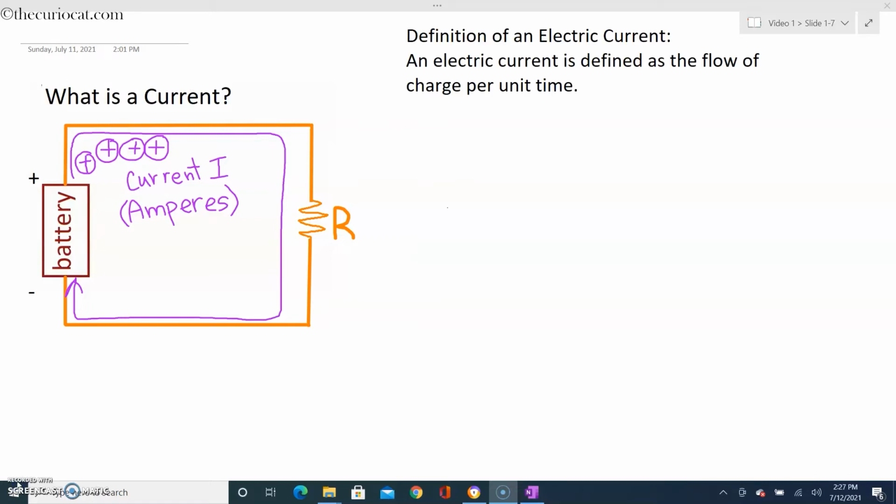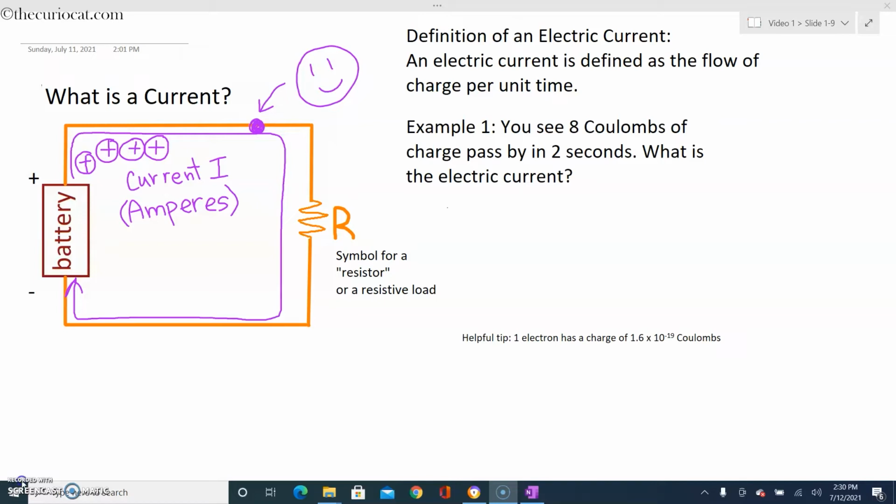So now that I've explained current in a very general sense, what is the dictionary definition of electric current? Well, an electric current is defined as a flow of charge per unit time. And to explain this definition, I will give an example. So let's say that you are looking at the wire at some particular point. Let's say that you are looking at the purple point. For example 1, you see 8 coulombs of charge pass by in 2 seconds. What is the electric current? The answer is just 8 coulombs divided by 2 seconds, which equals 4 amperes.